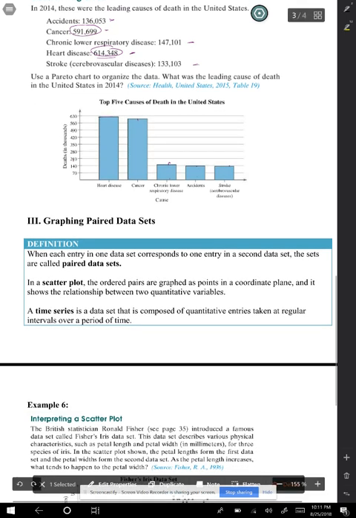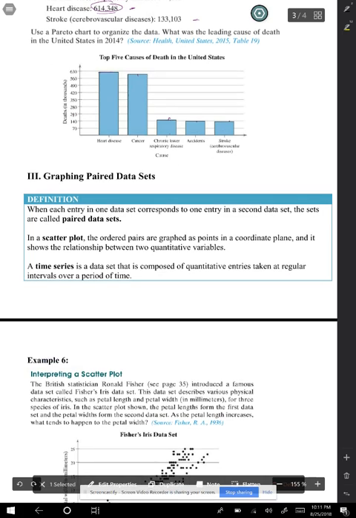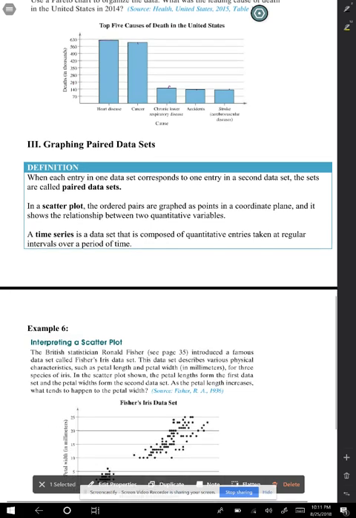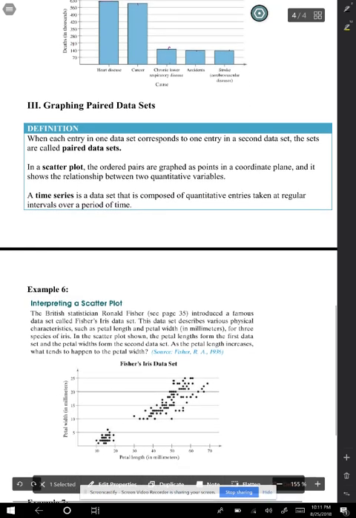So when each entry in one data set corresponds to an entry in the second data set, these are called paired data sets. And in a scatter plot, the ordered pairs are graphed, but you'll notice that they're not connected. But you'll be able to tell a relationship between the two variables based on the graph when you get finished. And then the last one's called a time series, and that's just showing a data set where you're looking at the entries taken at regular intervals over a period of time. So your horizontal axis will always be time.